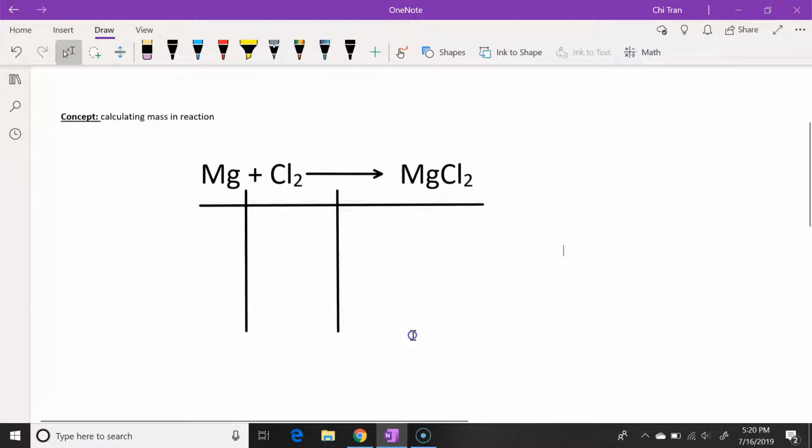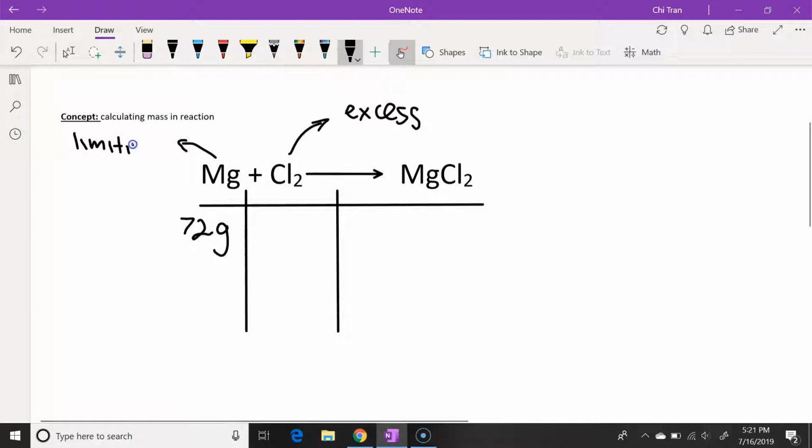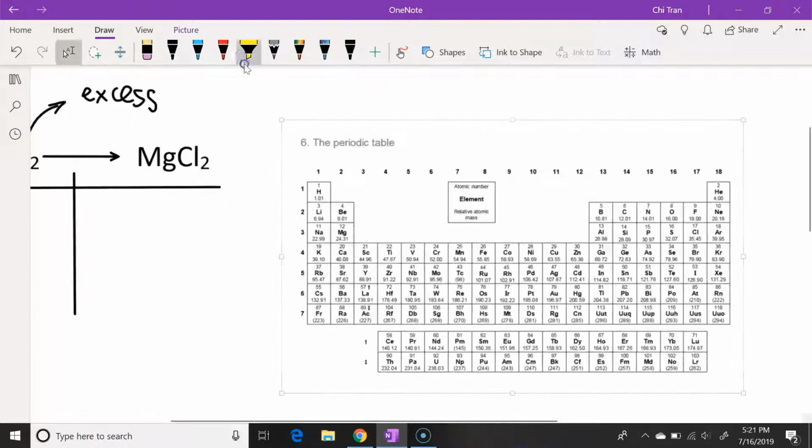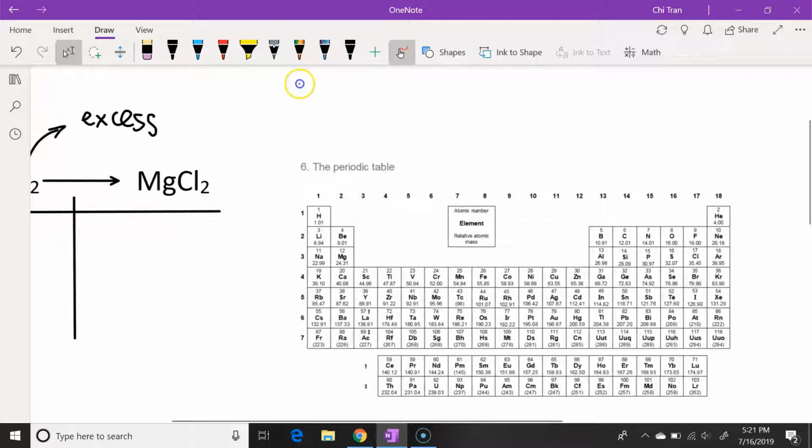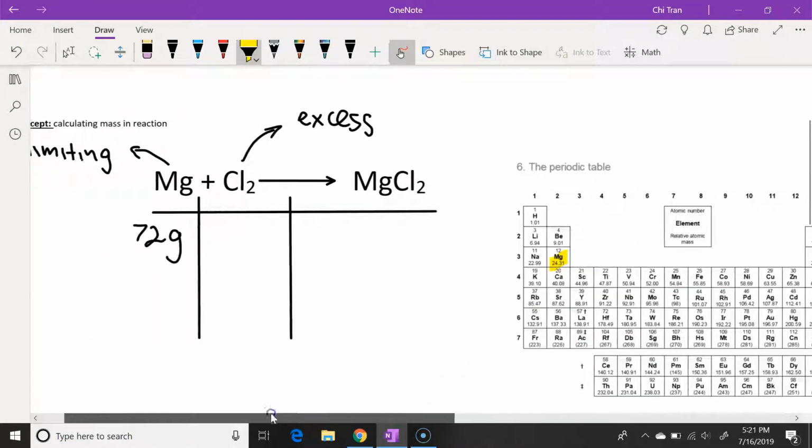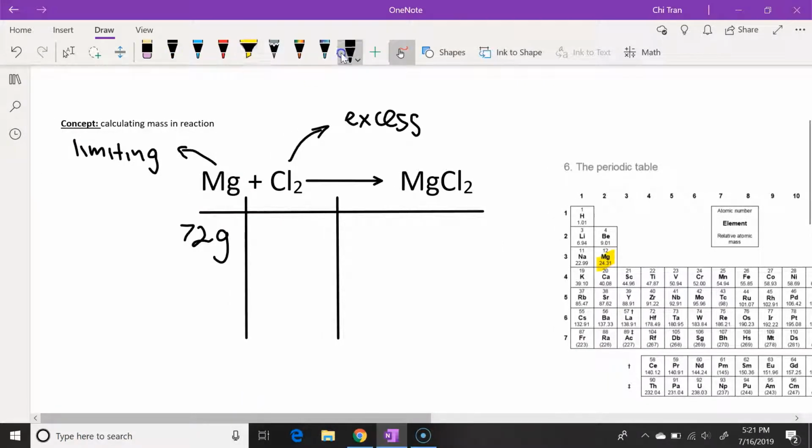We can draw out a table like so, each element lines up in its individual column. So let's say that chloride is in excess, which means magnesium would be the limiting reactant, and there is 72 grams of magnesium. Let's look at a periodic table and find magnesium. So here we see that magnesium has the molar mass of 24.31, so we can write that in our table. And that would have the units of gram per mole.